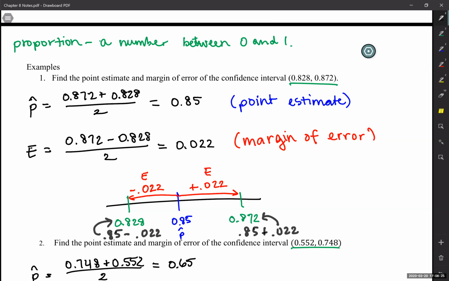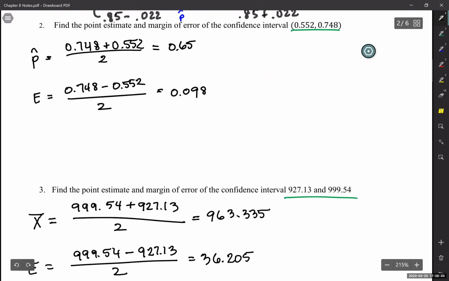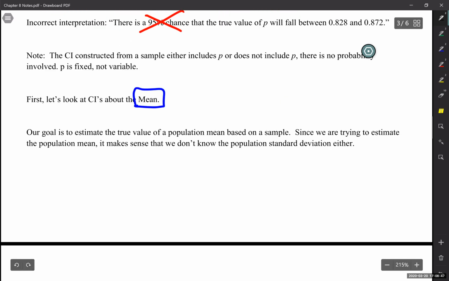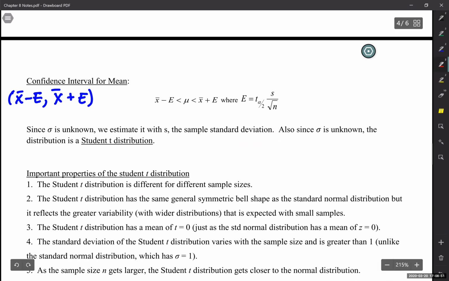So last class, we were given the endpoints and we needed to find p-hat and E, and now we're doing the opposite. We're given p-hat, we're going to calculate E, and then we'll use that to find the endpoints. Okay, so here we go. Like I just said, we're going to calculate E. So here's the formula right here for E.